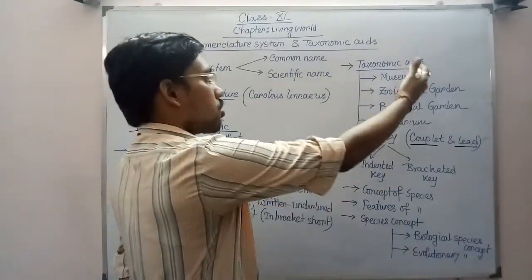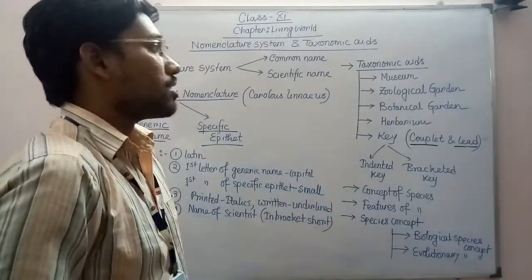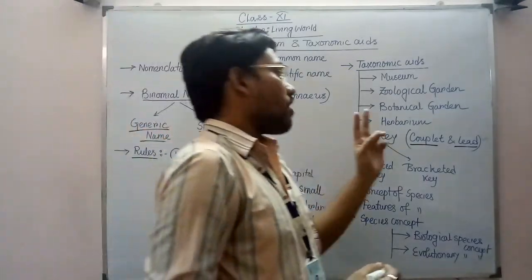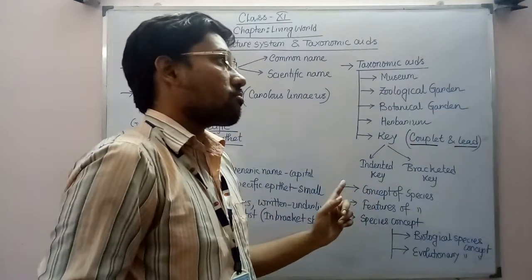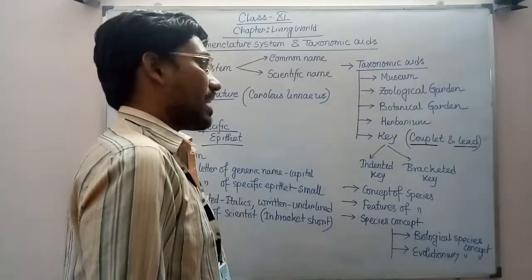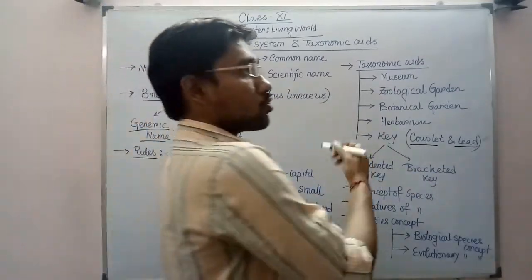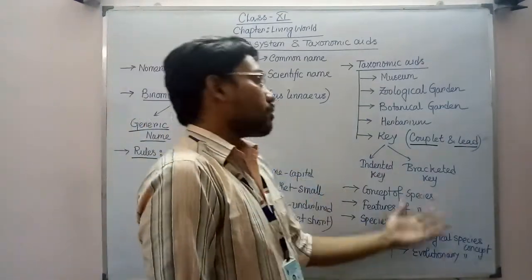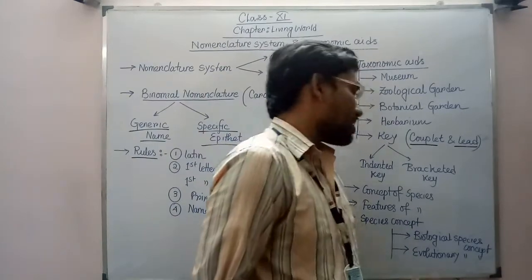Taxonomic aids, 5 taxonomic aids I have discussed: first museum, then zoological garden, botanical garden, herbarium and key. Within key, two very important terminologies are: one is couplet, that is a pair of contrasting characteristic features, and a single feature of each contrasting pair is known as a lead. There are two types of keys: indented key and bracketed key. These two points are also very much important. Then the species definition, the features of species that I have already told, and the concept of species, that is the biological species concept and the evolutionary species concept.